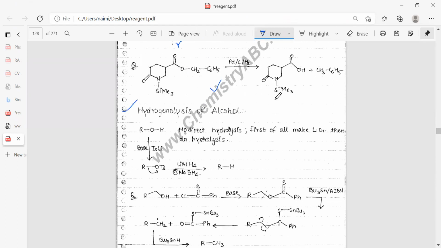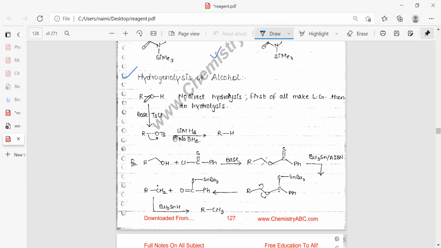Next one, hydrogenolysis of alcohol. This is the alcohol; if you add the tosyl group, it forms the OTs. In the presence of base, it forms O minus, which attacks on this OSO, and forms the ROTs. After lithium aluminum hydride is added, addition of hydrogen takes place, and removal of OTs takes place in this process.